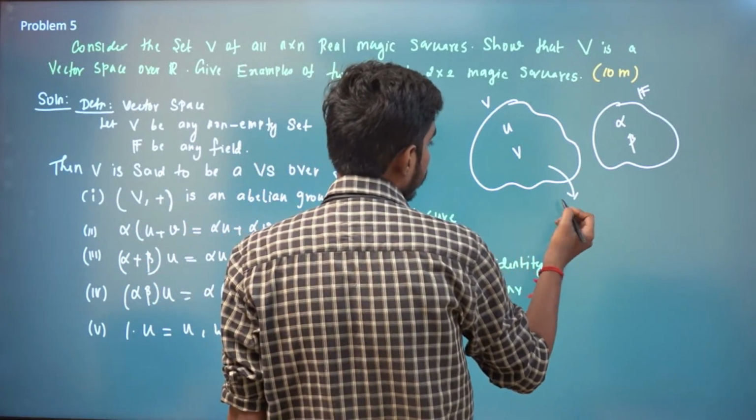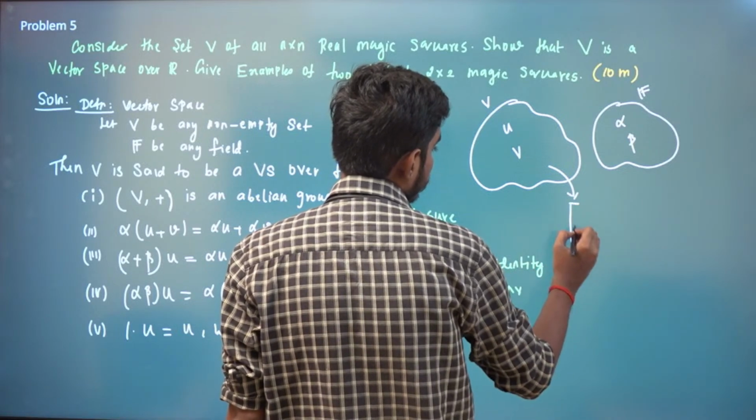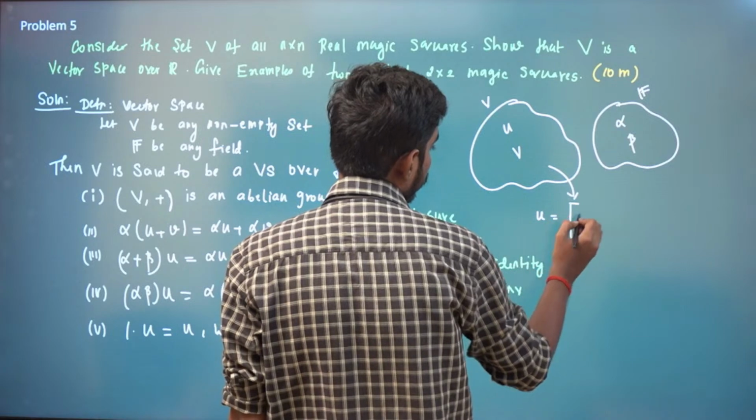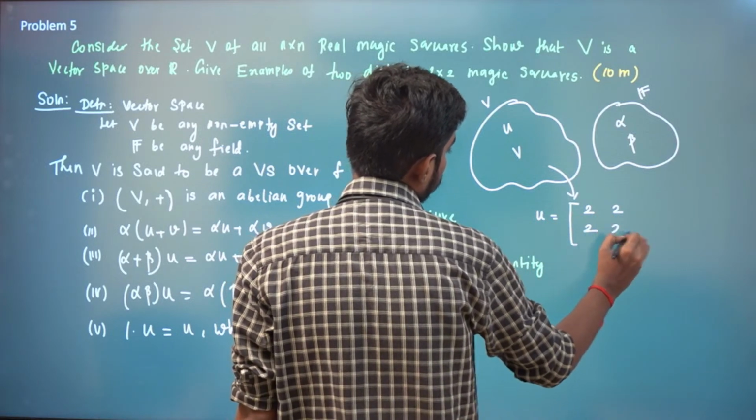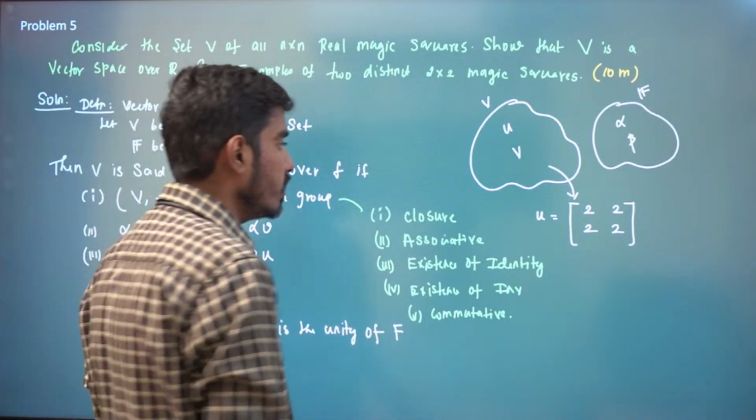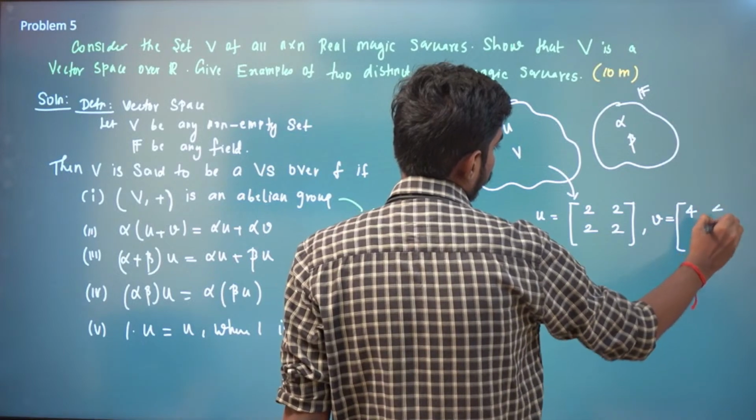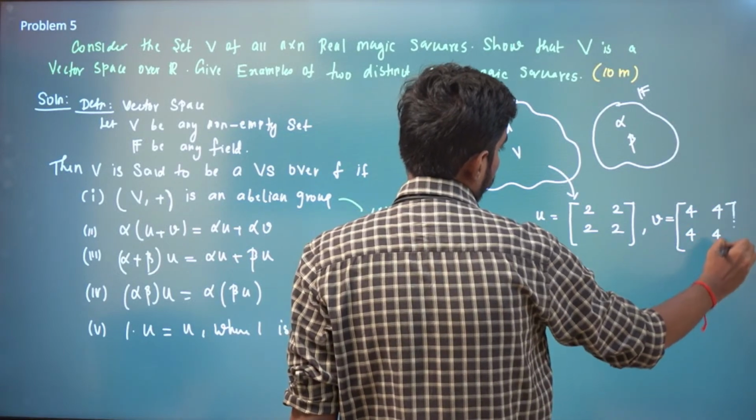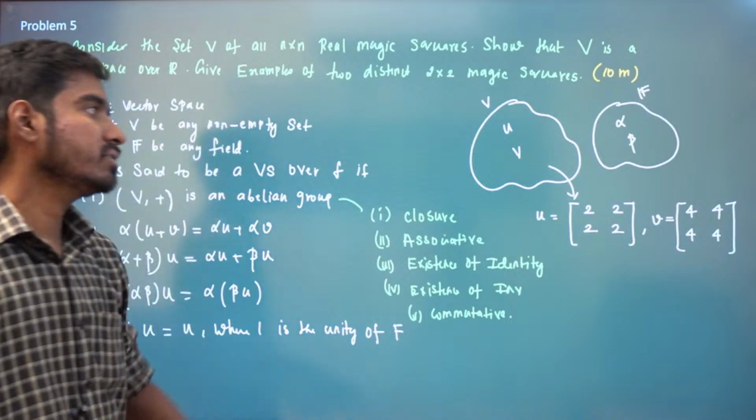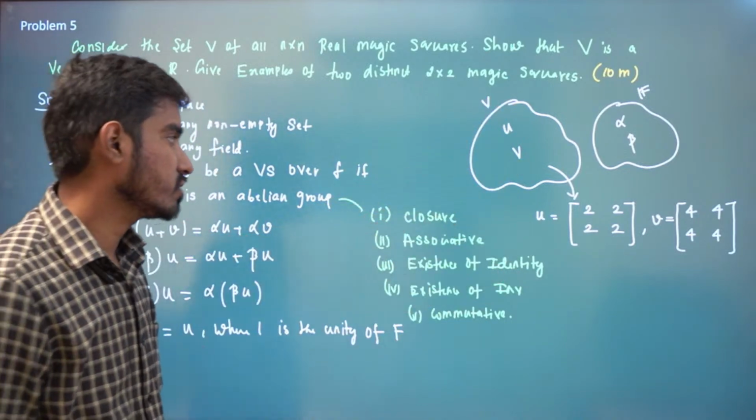So for example, can you tell me a 2 cross 2 magic square? Consider element U to be 2, 2, 2, 2. This is a magic square, right? The sum of rows, sum of columns, sum of diagonals, all are equal. Let us take V to be 4, 4, 4, 4. All these elements are of the form n cross n magic square. I have taken, for example, 2 cross 2 magic squares.